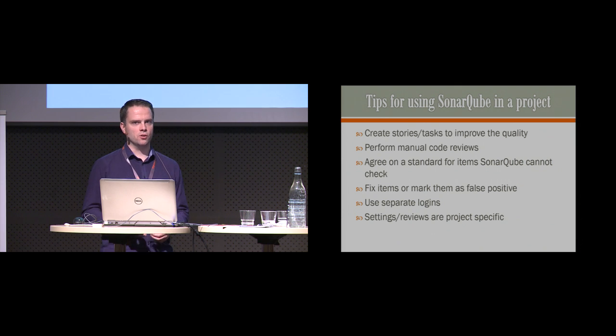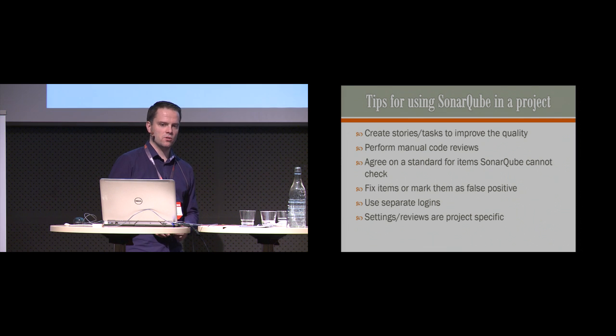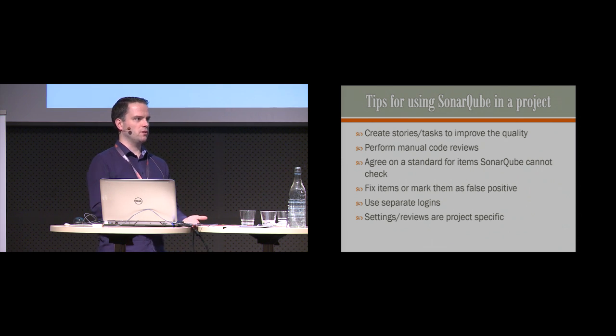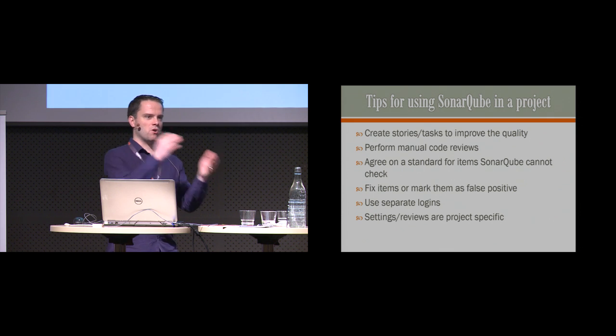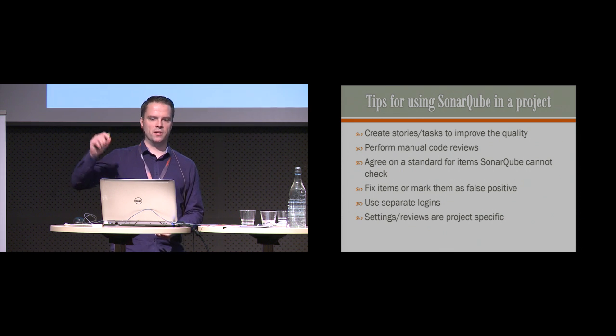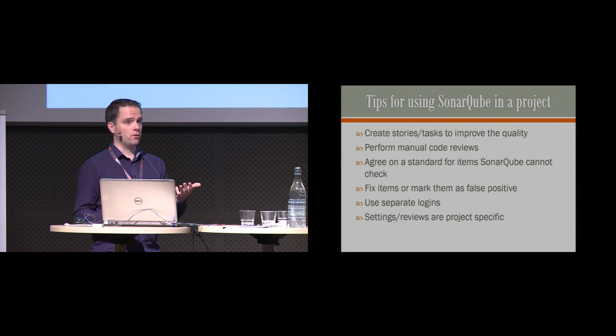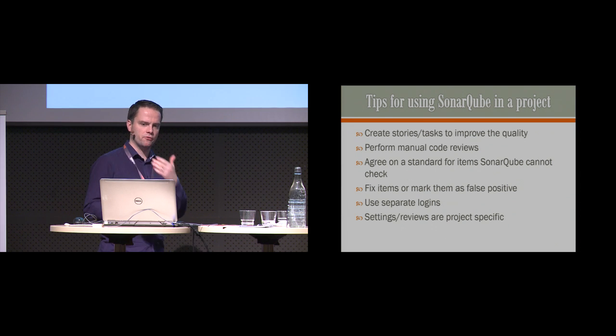Really perform manual code reviews. As advanced as SonarQube is, you still need manual code reviews to make readable code, because that's, I think, one of the most important aspects. And if you have items, either fix them or mark them as false positive. Some items SonarQube detects are false positives. Okay, then just mark them as a false positive so they don't show up anymore. And use the separate logins, mainly when you do code reviews, because else you cannot see who did the code review.